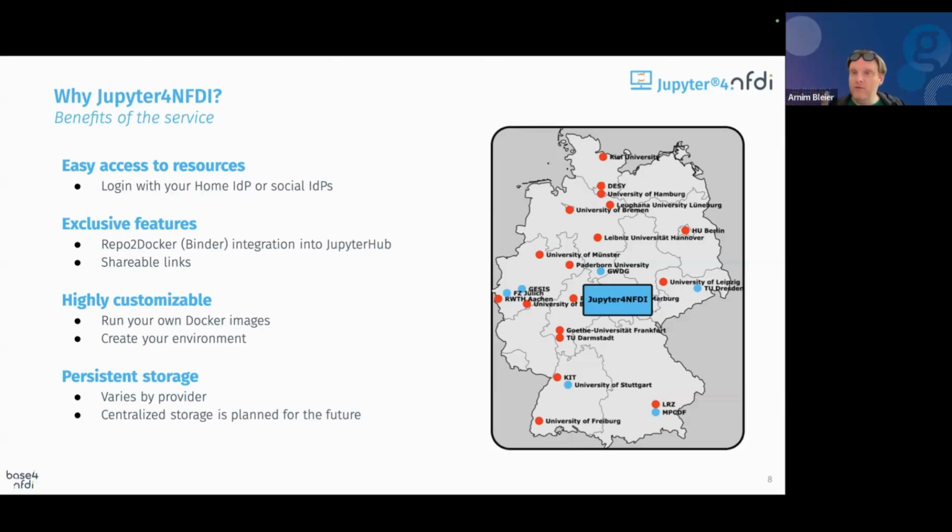What you can do, and what we provide for usability, is that you have one link on your website, users can click it, and then the content that you provide as a different service will be available interactively and executable as a Jupyter notebook on Jupyter4NFDI. That's the benefit we are delivering.